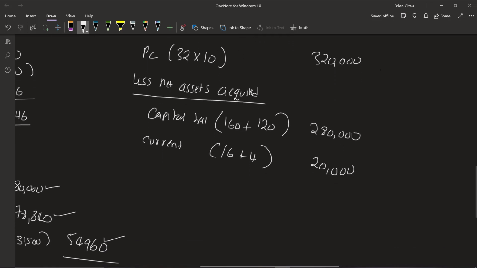Next we have the profit for the year. It's part of the net assets. The profit is given as 40,000. That's okay. Lastly, we have the revaluation of land. The land was revalued. Revaluation forms part of the net assets.